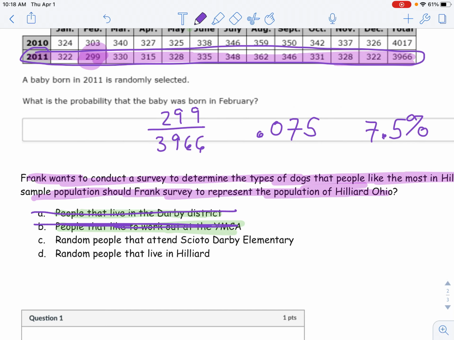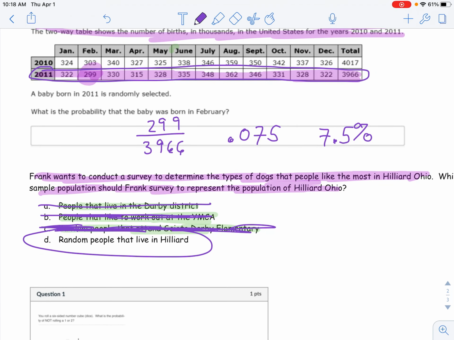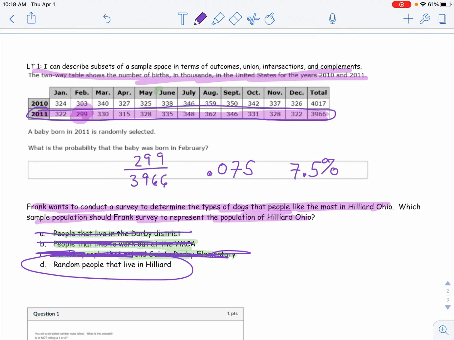Random people that attended South Darby Elementary. Even though that is random, it's only South Darby Elementary. There's far more elementaries. It's a proven fact, though, South Darby produces the best athletes. Or random people that live in Hilliard. That's the one you want. Just random people that live in Hilliard, that's going to be the best representation. You just want a random sample from as many people as possible. All right, and that's it.